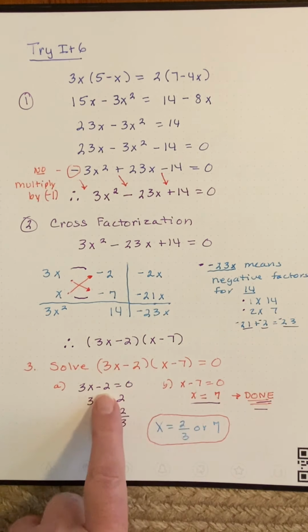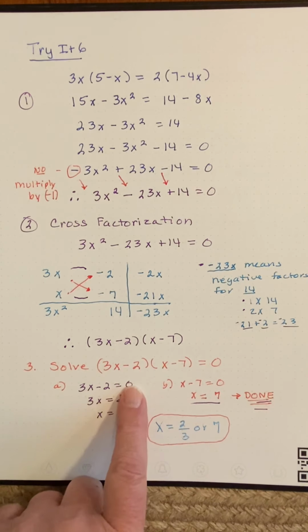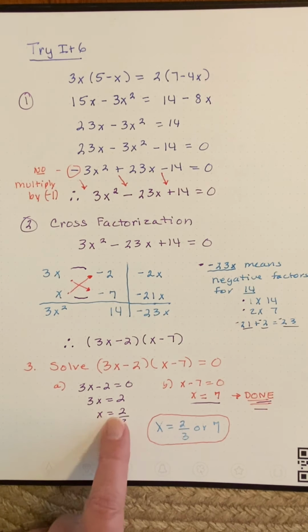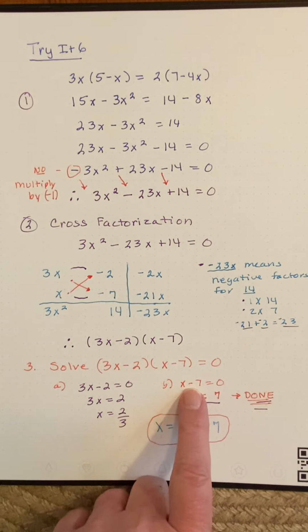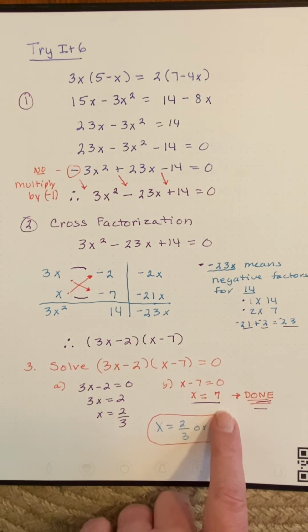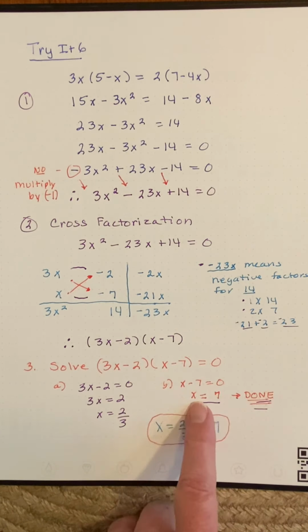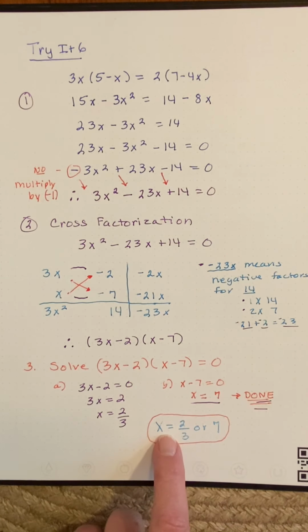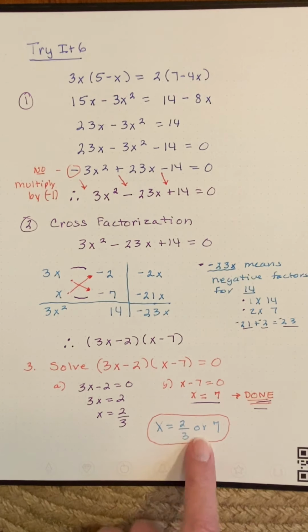Split those things apart. 3x minus 2 is 0. Take my 2 over. 3x is 2. Divide through by 3. x is 2/3. Here, x minus 7 is 0. Bring the 7 over. x is 7. Nothing left to divide because I'm left with x. I'm done. x is 7. So my answer is 2/3 or 7.